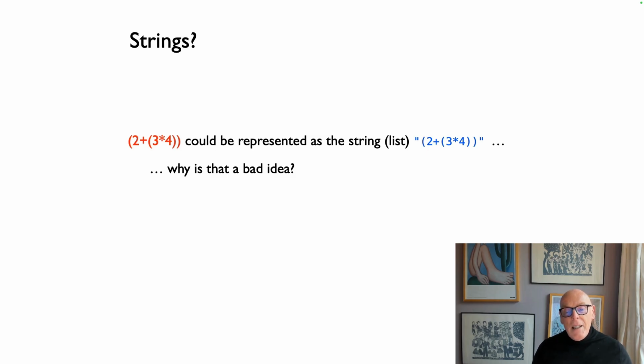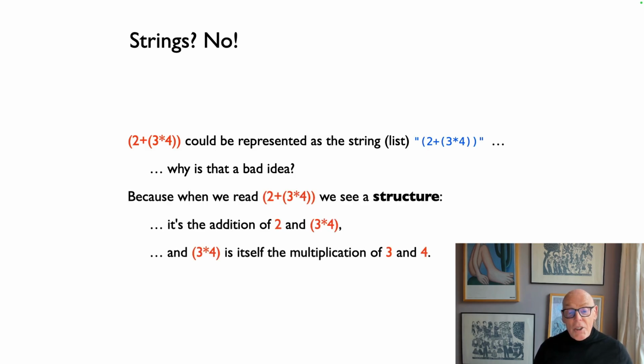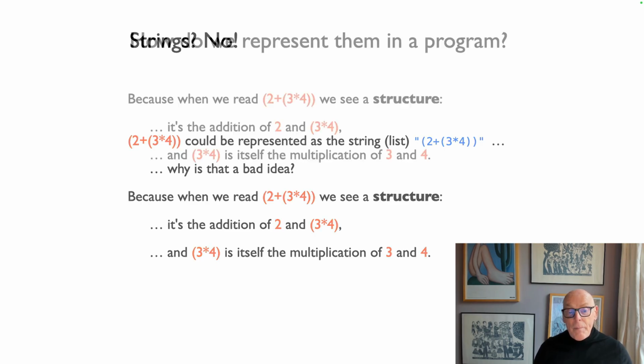I'll get started now. Why is it a bad idea? Well, when we look at a string like 2 plus 3 times 4, we don't look at it as a sequence of symbols. We see the structure that's in there. We see that it's the addition of the number 2 and the expression 3 times 4. And we see that 3 times 4 is a multiplication of 3 and 4. So we see structure. So somehow we want to represent these expressions in the computer, in the program, as a structure.